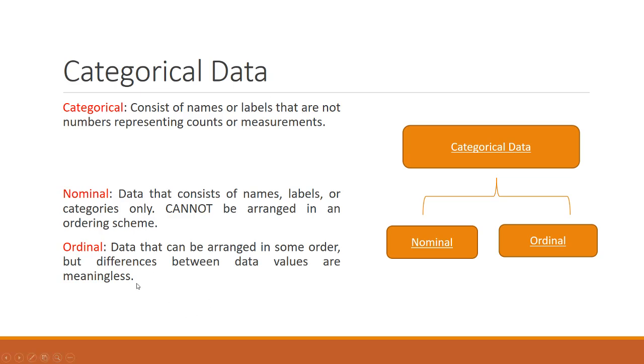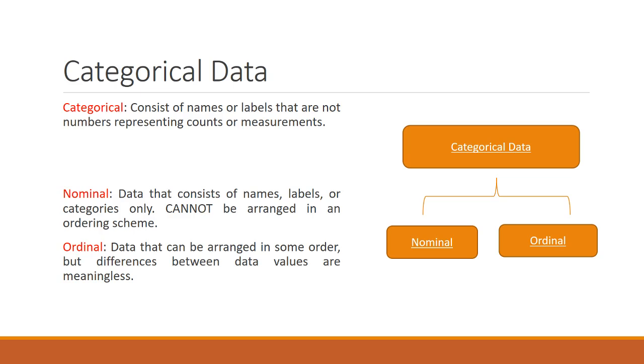Now you could have two different kinds of categorical variables. You could have a nominal categorical variable or an ordinal categorical variable. A nominal categorical variable is data that consists of names and labels or categories only. It cannot be arranged in some sort of ordering scheme. You can't put them into any particular order. An ordinal categorical variable would be one that has a specific order, a meaningful order.